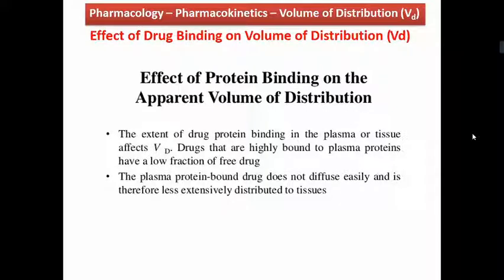So, the problem now is if there is increased binding of the drug to the plasma proteins. What you measure will be lower, because much of the drug is stuck to the protein. Another problem that will affect your volume of distribution with regard to protein binding is that when much of the drug is bound to plasma protein, less of the drug will diffuse freely into the cell, so it is less distributed to tissues.